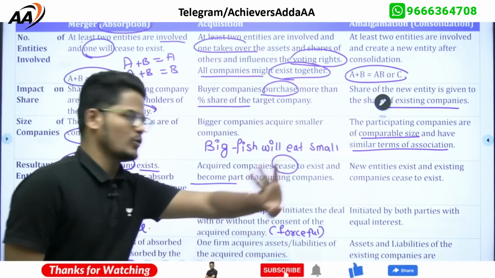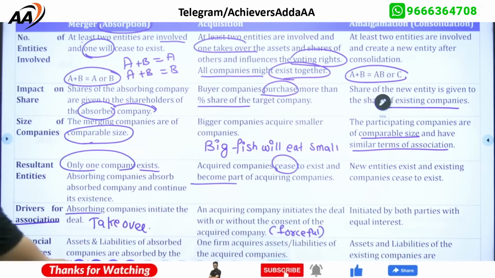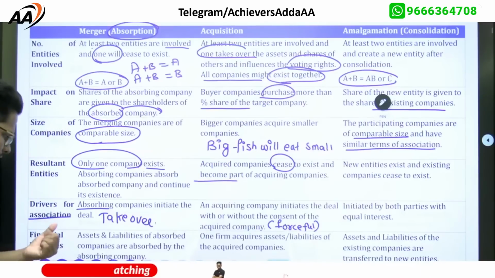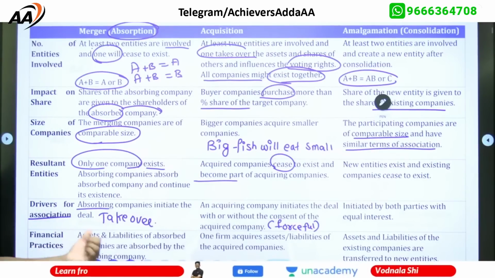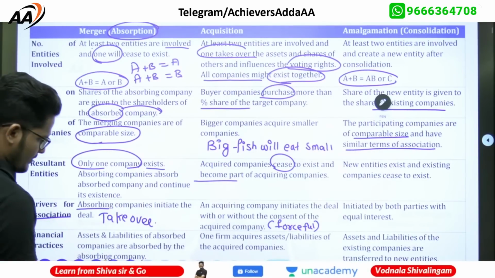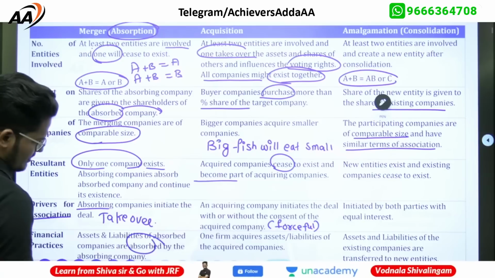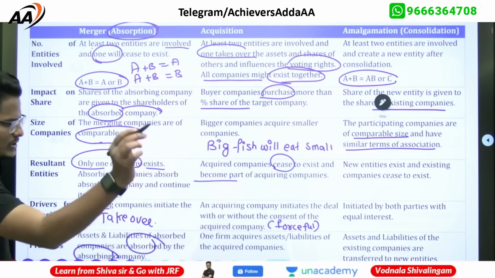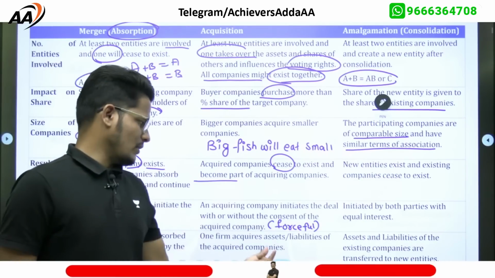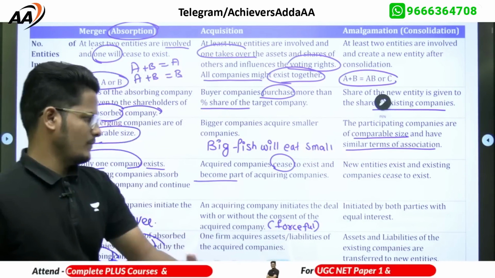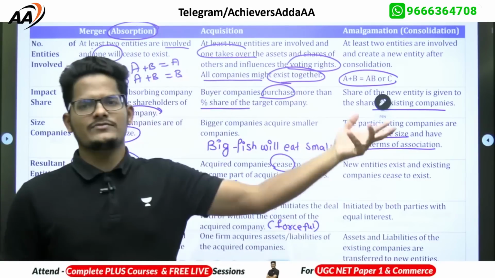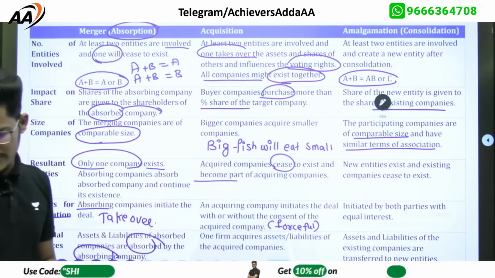Next, amalgamation is initiated by both parties. If you look at assets and liabilities, absorbed companies are absorbed by the absorbing company. Absorbing means the one who is going to continue. In acquisition, one firm acquires the assets and liabilities of the other company. In amalgamation, assets and liabilities will be transferred to the new company. This is the key difference between the three.